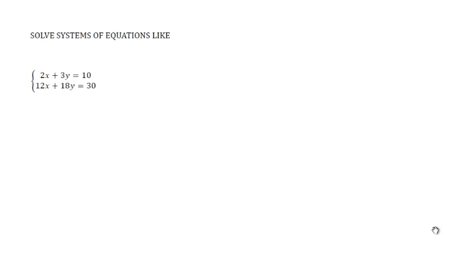And for our third system, we'll use the same method of elimination. We will multiply the first equation by -6 in order to make these a -12 and a +12. We get -12x plus -18y equals -60. Then we get 12x plus 18y equals 30. When we combine the two equations, negative 12x and 12x is 0, negative 18y and 18y is 0, and on the right-hand side we get negative 30 because negative 60 plus 30 is negative 30.